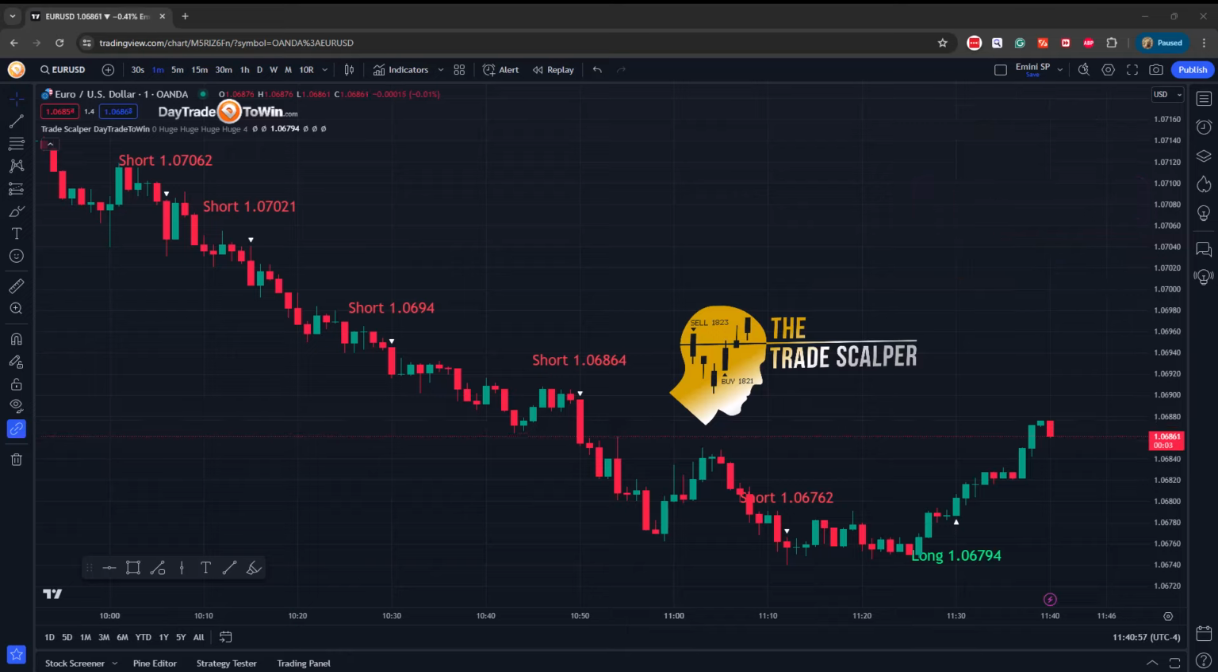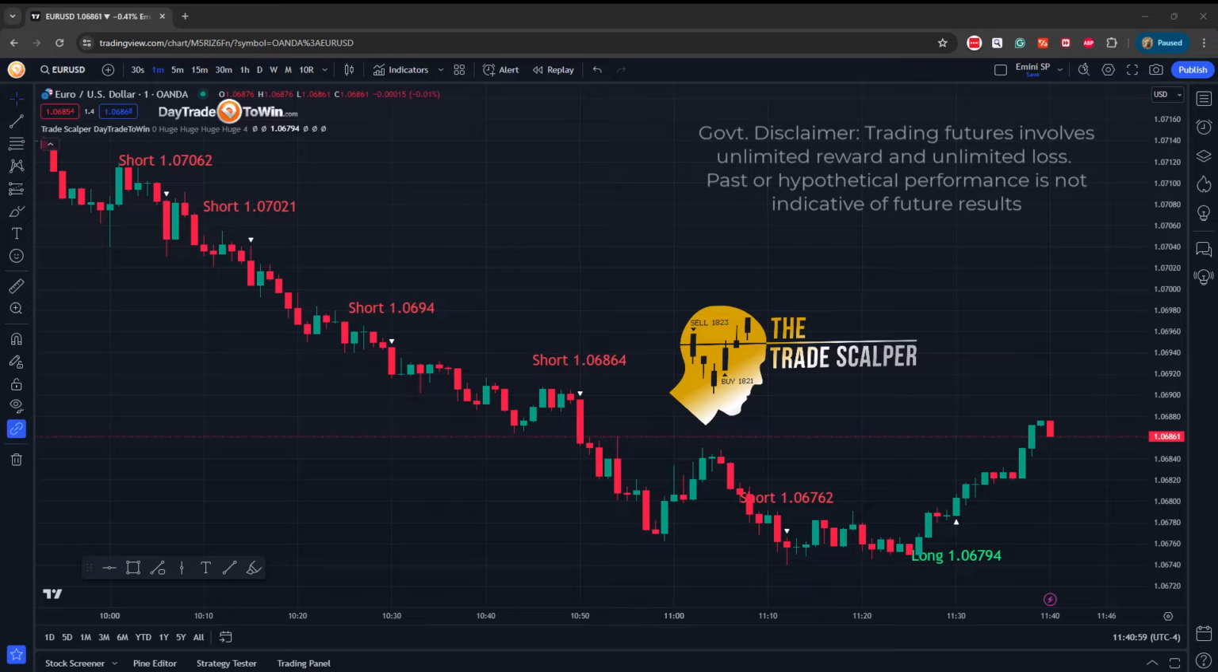So before we begin, remember that trading is risky. Please don't trade with funds you cannot afford to lose. There are risks involved with trading.